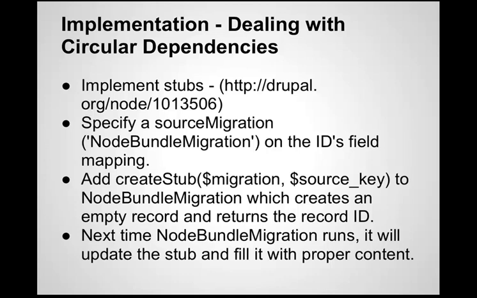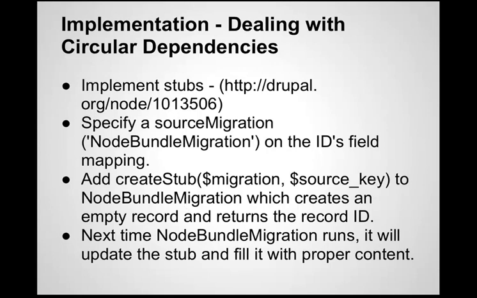Migrate can also deal with circular dependencies. So let's say I have events that reference other events. And I mean, that does sometimes happen, right? Migrate has a concept called stubs. And I provided the link for it that goes into it in more detail. But the gist of it is you specify what the source migration is on the ID's field mapping, and you'll create another function called create stub.